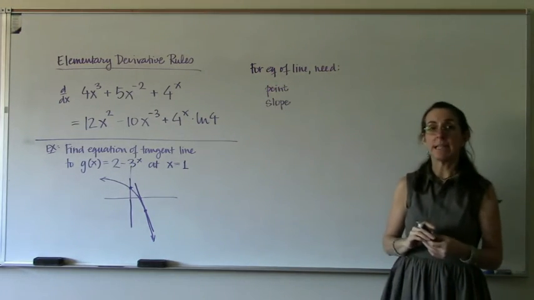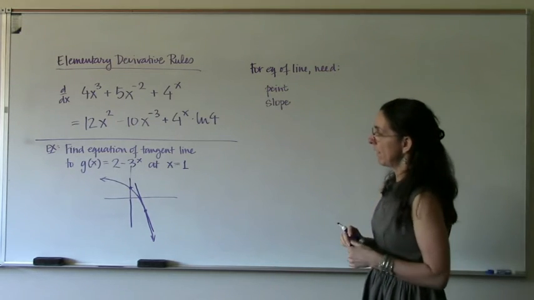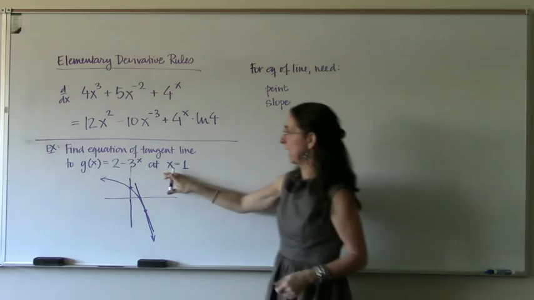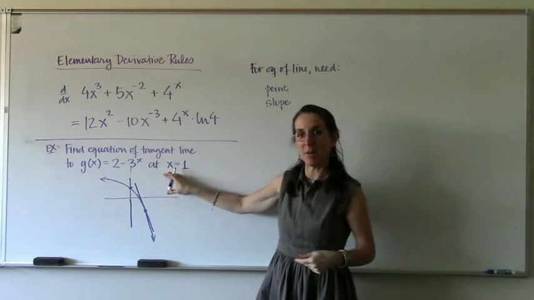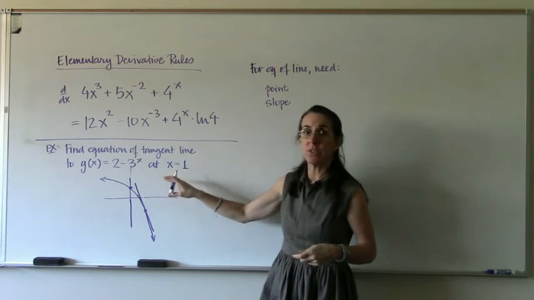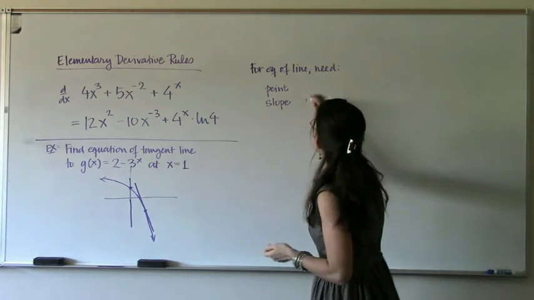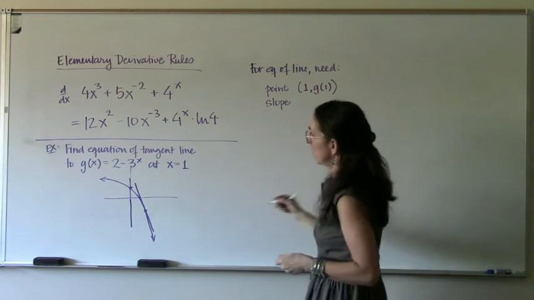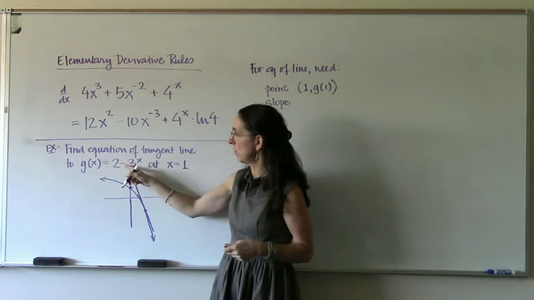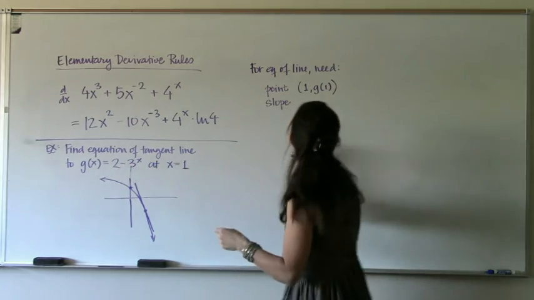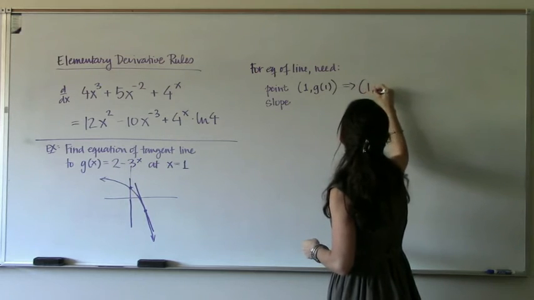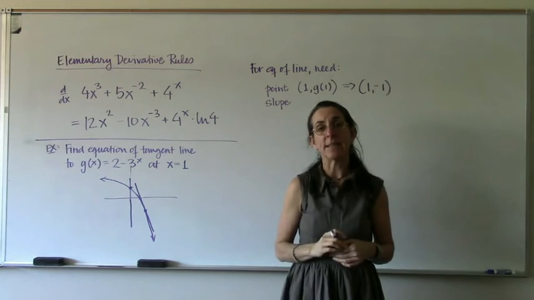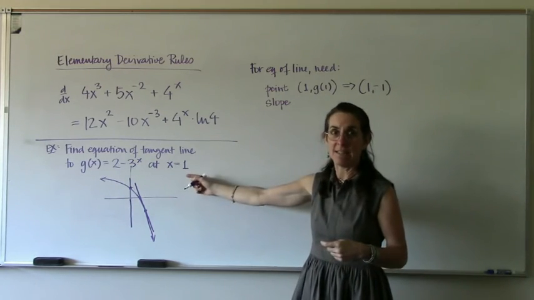For the equation of the tangent line, we need a point on the graph, and we need the slope of the line at that point. To get the point on the graph, well, I gave us the x part of the point, and so we just use the function to get the y part of the point, right? So the point is 1, g of 1. And what do we get if we replace the x with 1? We get 2 minus 3, negative 1. The slope is what we get when we take the derivative and then plug in x is equal to 1.